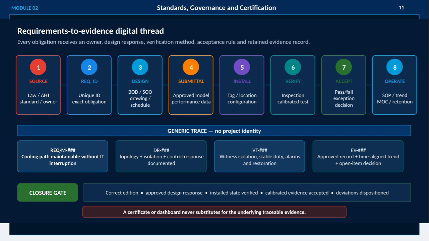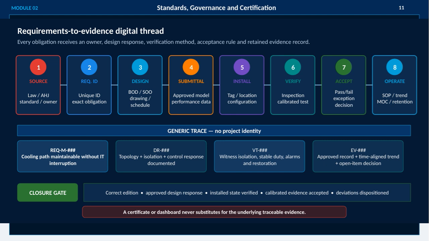Approved submittals like model performance data are reviewed before installation, where equipment tags, locations, and configurations are documented. Verification involves calibrated inspections and tests to ensure compliance. Acceptance is then documented with pass or fail decisions, or exceptions if applicable. Finally, ongoing operation uses standard operating procedures, trend monitoring, management of change, and retention of records.